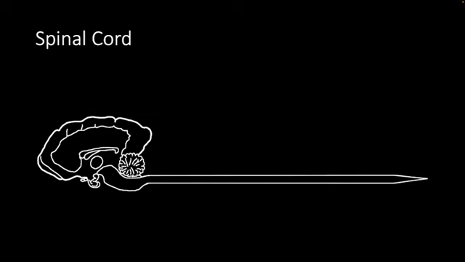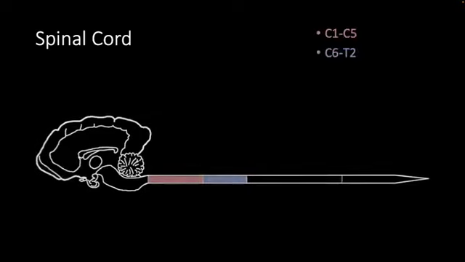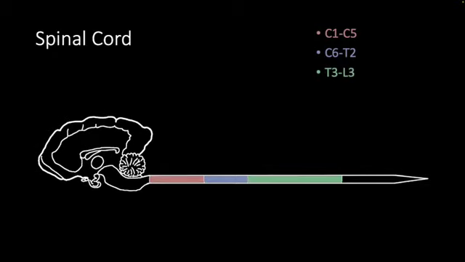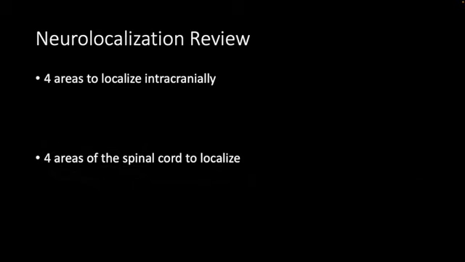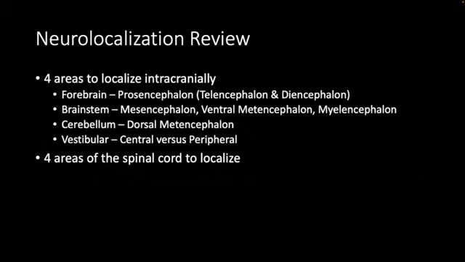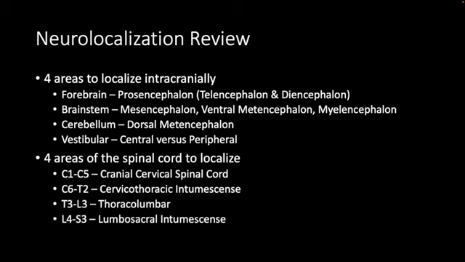For the spinal cord, the 4 areas of localization in the dog and cat are C1, C5, C6, T2, T3, L3, and L4, S3. So just to review, there are 4 intracranial localizations: forebrain, brainstem, cerebellum, and vestibular, and 4 spinal cord regions of localization: C1, C5, C6, T2, T3, L3, and L4, S3.